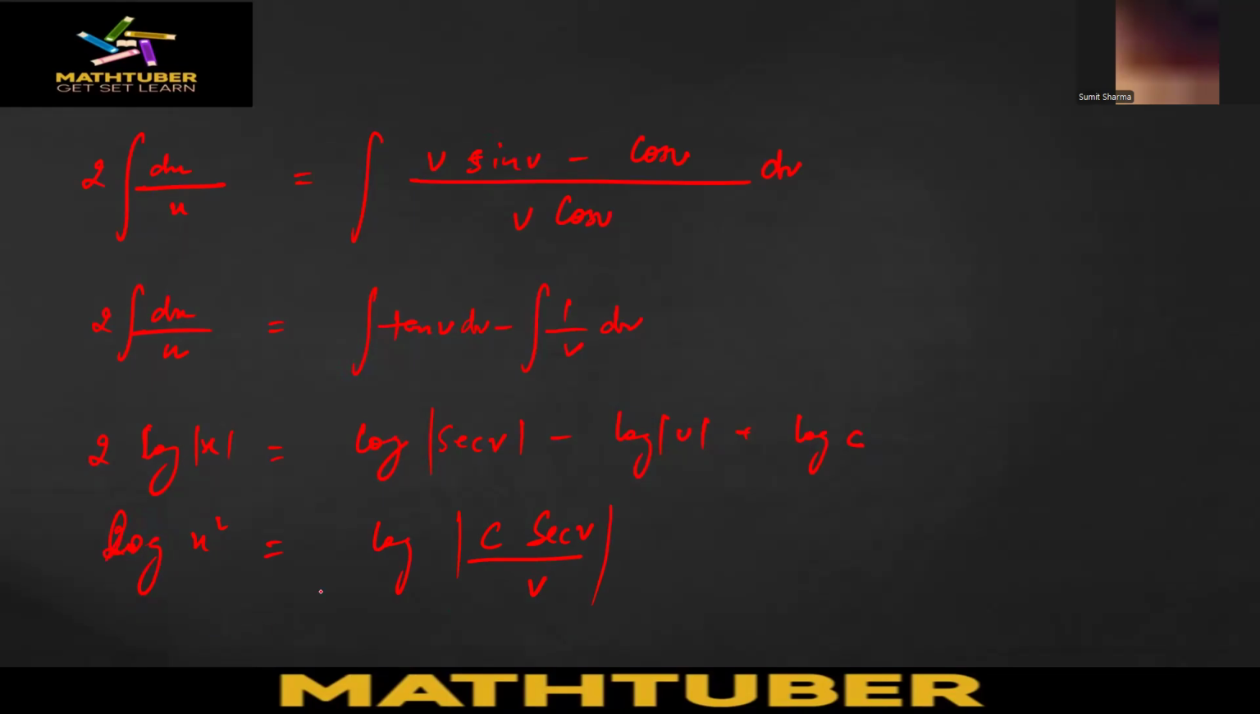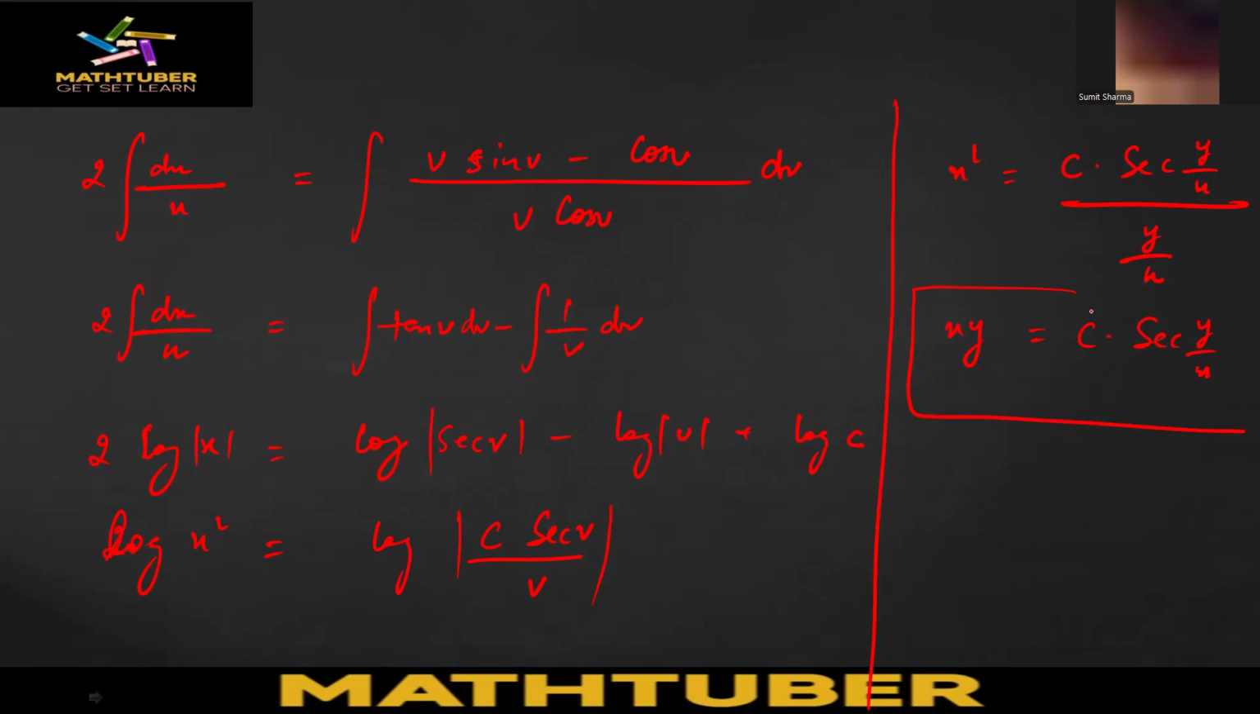Log will cancel all these, and you will get x square equal to c into sec y by x upon y by x. So if we take this y by x to the other side, you will get xy only, because x will cancel out each other. And this is xy equal to c sec y by x. And this will be the answer, right? This is how we have to do these questions.